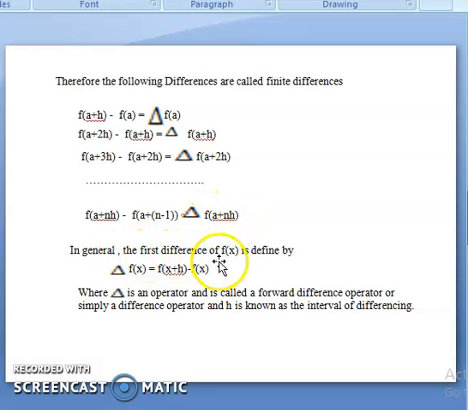In general, the first difference of f(x) is defined as del of f(x) equal to f(x plus h) minus f(x). So this is the forward difference formula: del of f(x) equal to f(x plus h) minus f(x). This notation is known as the operator, and is called the forward difference operator, or simply the difference operator. And h is known as the interval of differencing.